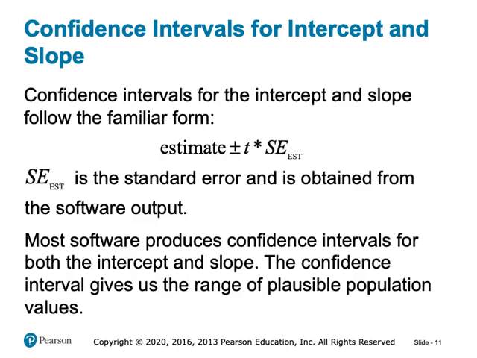The confidence interval is calculated by taking the estimate and adding and subtracting the product of the t-value and the standard error. This results in a range that we are confident contains the true population parameter with the specified level of confidence, e.g., 95%. Most statistical software will automatically generate confidence intervals for both the intercept and slope when you perform a regression analysis. These intervals give us a range of plausible values for the population intercept and slope, providing valuable context for interpreting the point estimates.